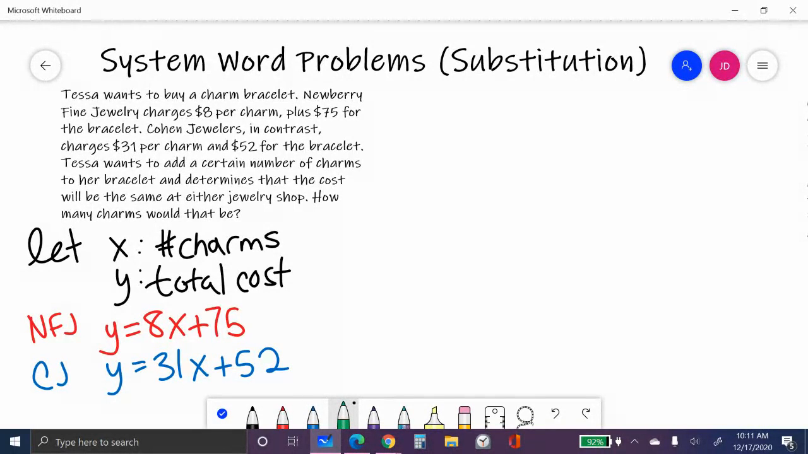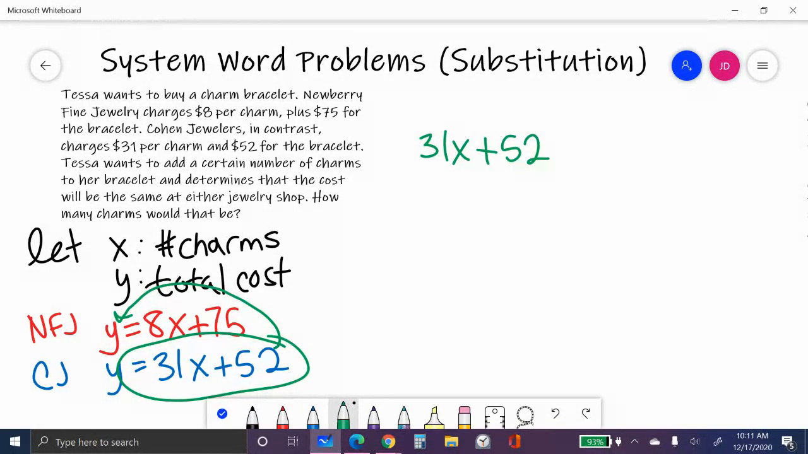So we have 31x plus 52. I'm going to plug that in for the y into the other equation to make one nice big equation with one variable. That's the key: to make two equations into one equation with one variable. So we have 31x plus 52 equals 8x plus 75. Line down the equal sign. What am I going to do? I'm going to bring the 8x over here, so I'm going to subtract 8x from both sides.